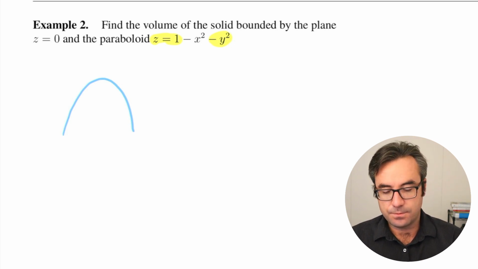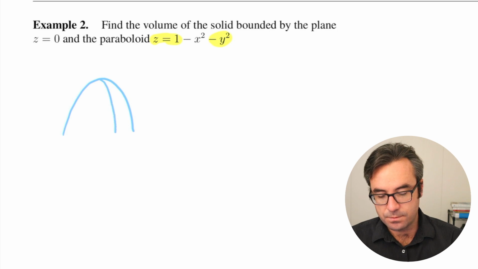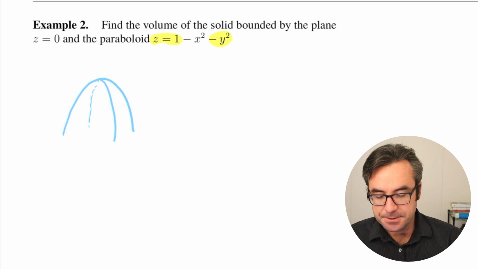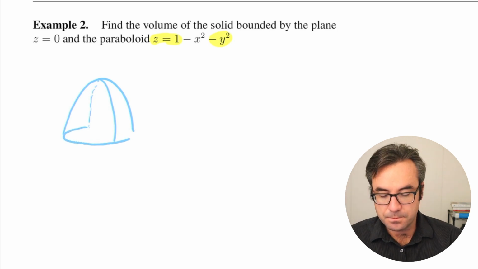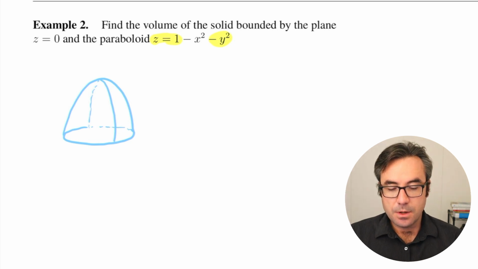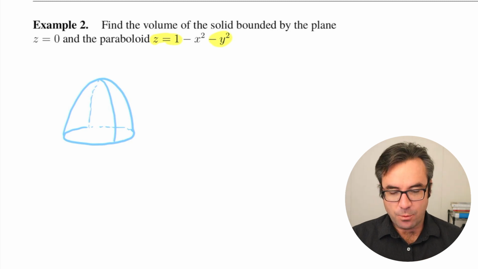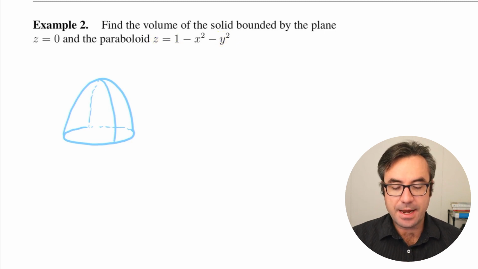So we end up with something like this. And let's throw some axes in here. Now where this high point happens, the highest point of this paraboloid, this is going to happen at the origin.